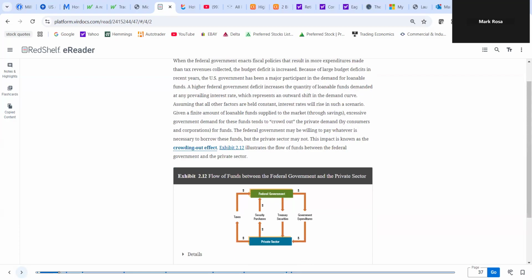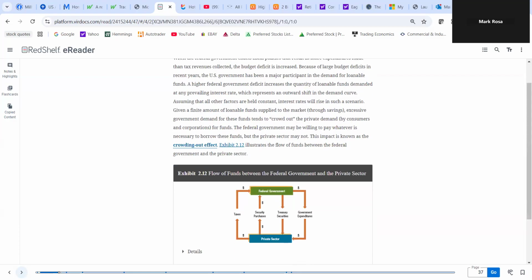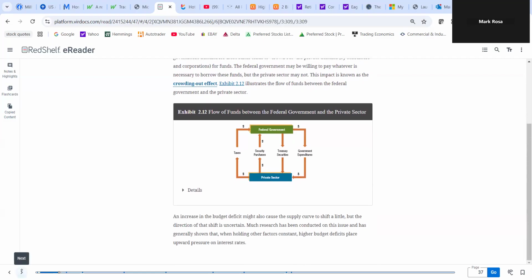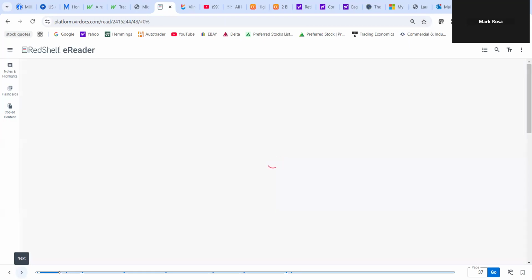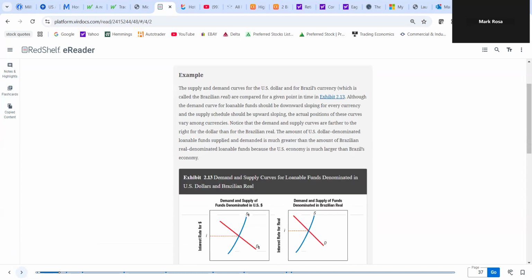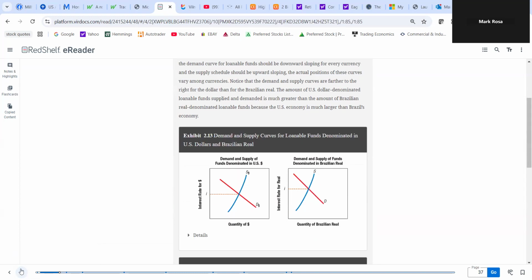Oh, here it is. The impact is the crowding out effect right here. I knew it was going to come up, I knew we'd see it at some point. All right, the graph is not so important, but I wanted to get it inside of the recording. Okay. Impact on foreign flows. And that's a word about that.